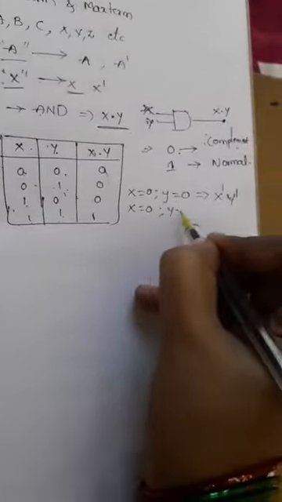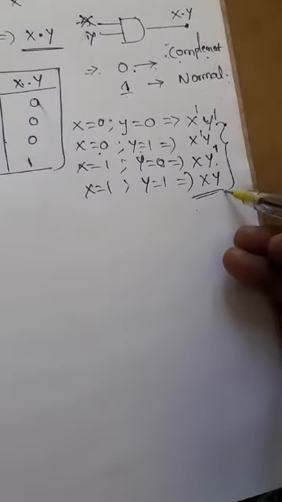X equal to 1, y equals to 0 gives x, y complement, since the 0 is now represented as complement. Next, x equal to 1, y equals to 1, so we get x, y. In total we get the 4 possibilities: x complement y complement, x complement y, x y complement, and x y. So each variable may be represented in either normal form or complement form. Totally we get 4 possible combinations.